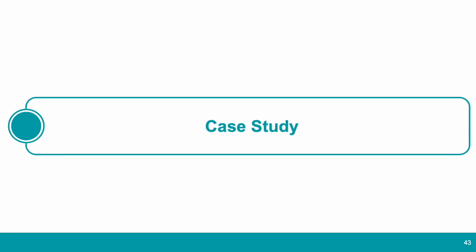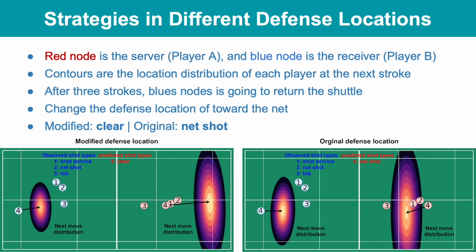Next, let's talk about two scenarios for the movement forecasting task. This is a case of investigating strategies in different defense locations. The red node is the player who serves the rally, and the blue node is the opponent. Contours are the location distribution of each player at the next stroke. Given the 3 strokes, the player is going to return the shuttle. In the original defense location, player B plans to return a net shot, which leaves player A in a passive position, and thus has fewer choices for returning the stroke.